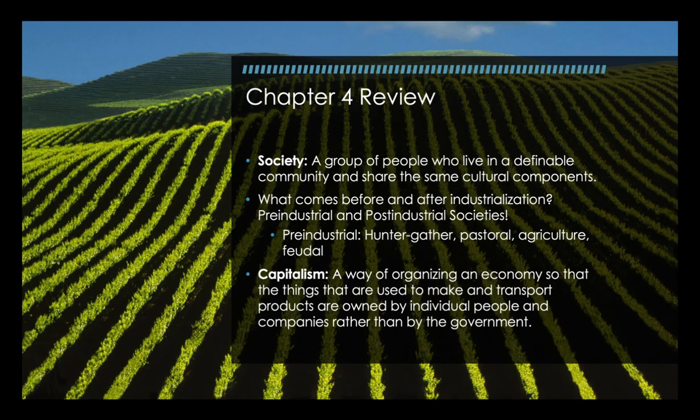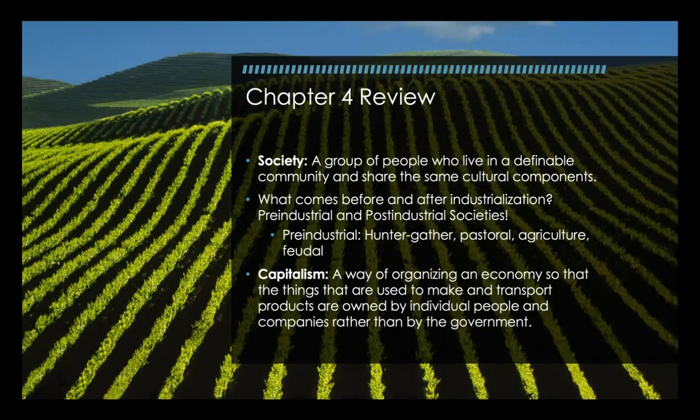Moving along, in chapter 4, we focus on society. That's really the foundation of that chapter. A society is a group of people who live in a definable community and share the same cultural components. Industrialization is sort of this ongoing thread that we discuss throughout the semester. It's very foundational to the field of sociology.